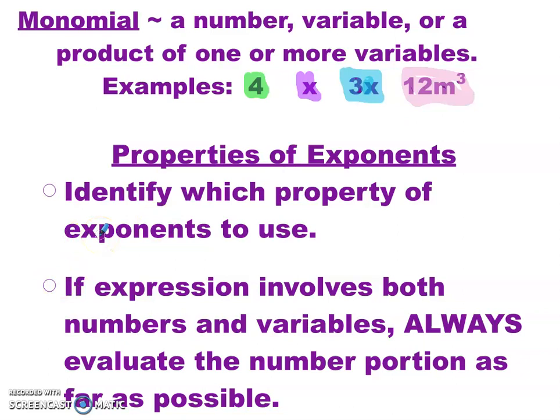Okay, properties of exponents. You can identify which property of exponents to use, and if the expression involves both numbers and variables, always evaluate the number portion as far as possible. A variable is just a letter that is representing something at some point. So x is just representing a number, and if you just have x like this, that's as far as you can go. 3x. You can multiply numbers, right? But you can't multiply it if you don't know what that number is. So 3x is as far as you can go. Now if I have 4 times 3, I can multiply that. And you can do that as far as possible.